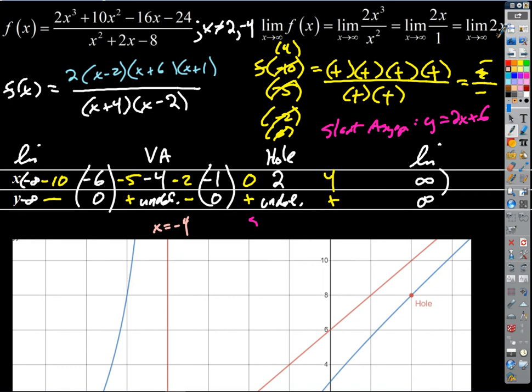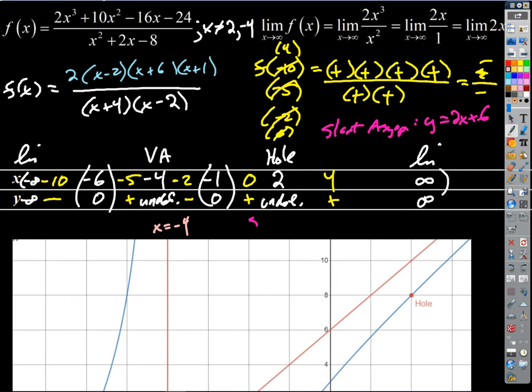Negative infinity, right? Because I'm going to get +2 times a huge negative number, which is a huge negative number. So the limit as x approaches negative infinity is negative infinity. It's going down forever to the left. Okay, but there was one other thing we could do here.